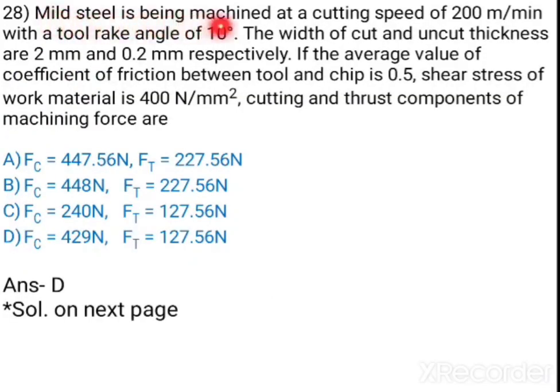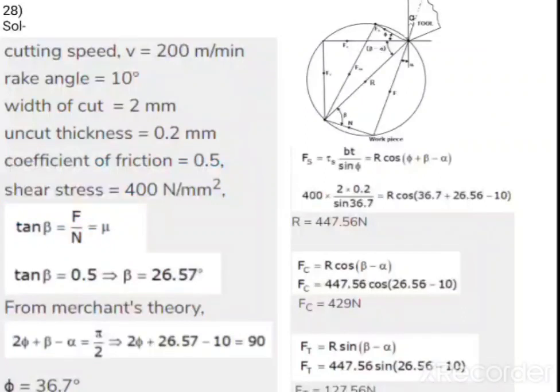28. Mild steel is being machined at cutting speed 200 meter per minute with tool rake angle 10 degree. The width of cut and uncut thickness are 2 mm and 0.2 mm respectively. If the average coefficient of friction between tool and chip is 0.5 and the shear stress of work material is 400 Newton per mm square, the cutting and thrust components of the machining force are. So what is being asked? The cutting and thrust components. That is the important thing.